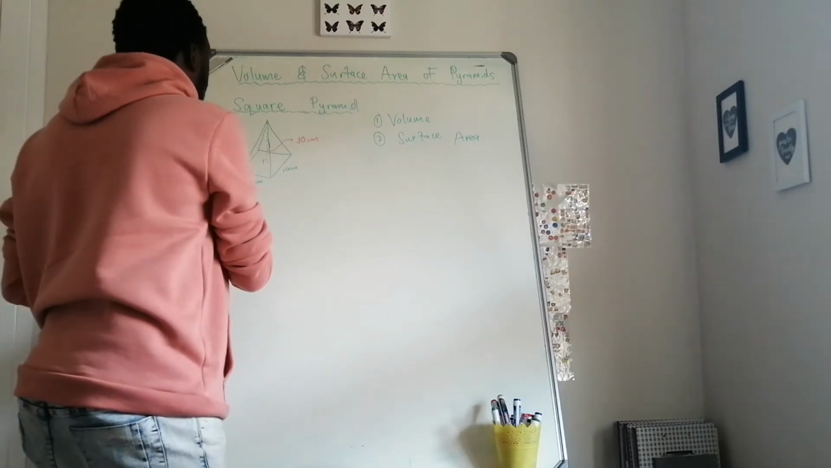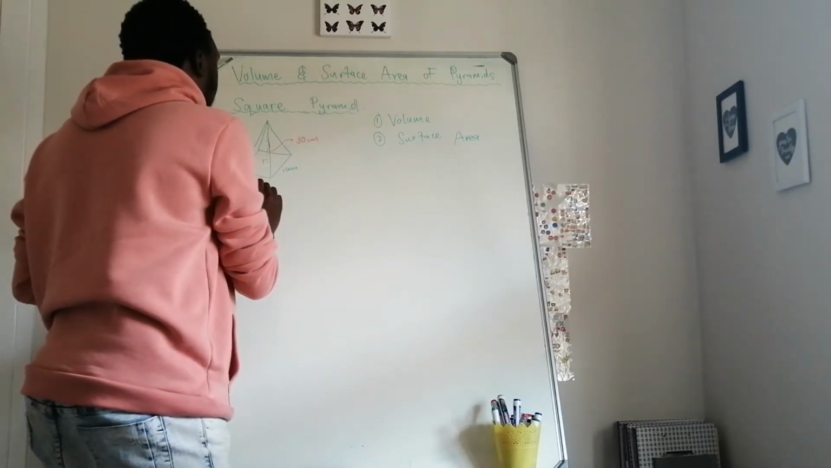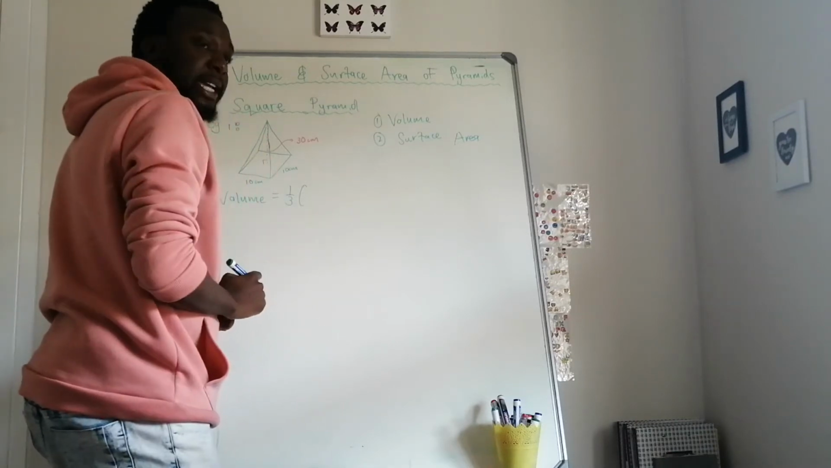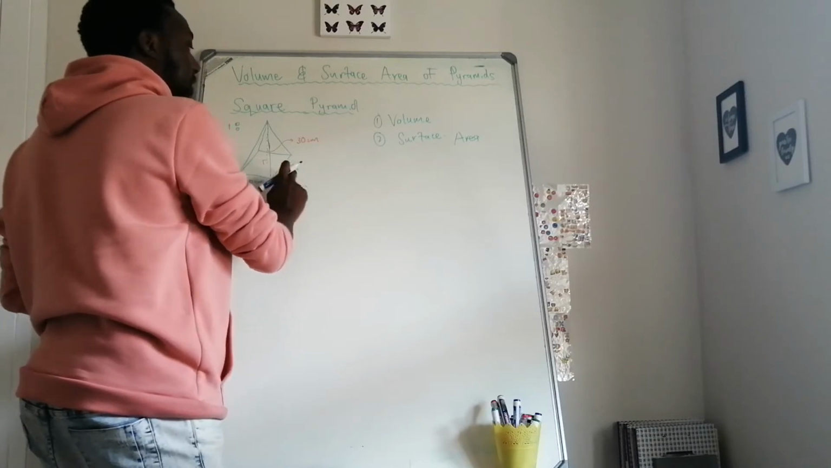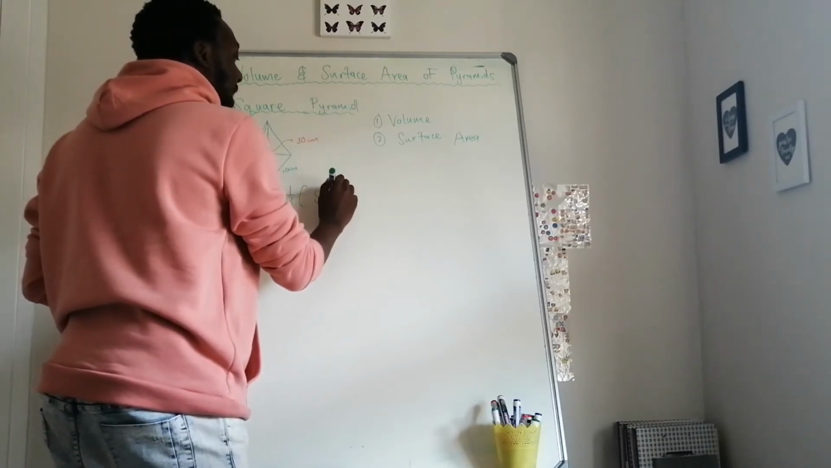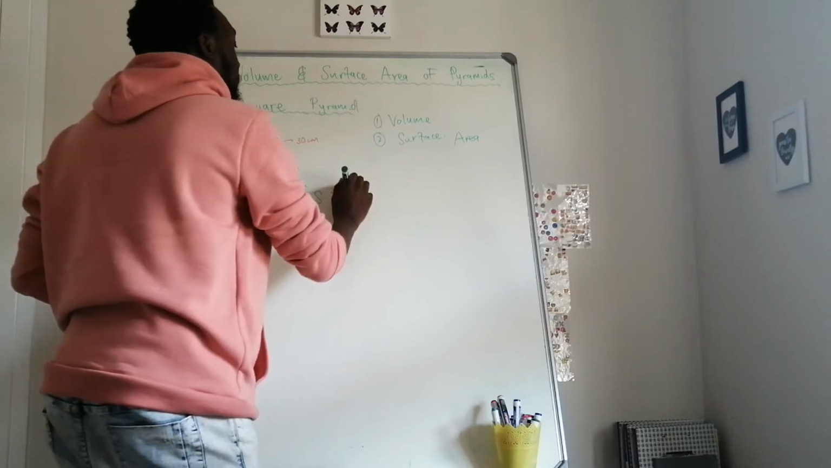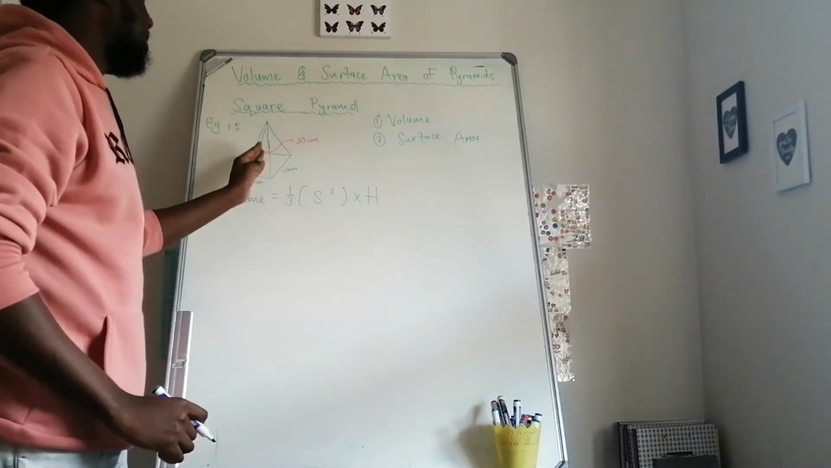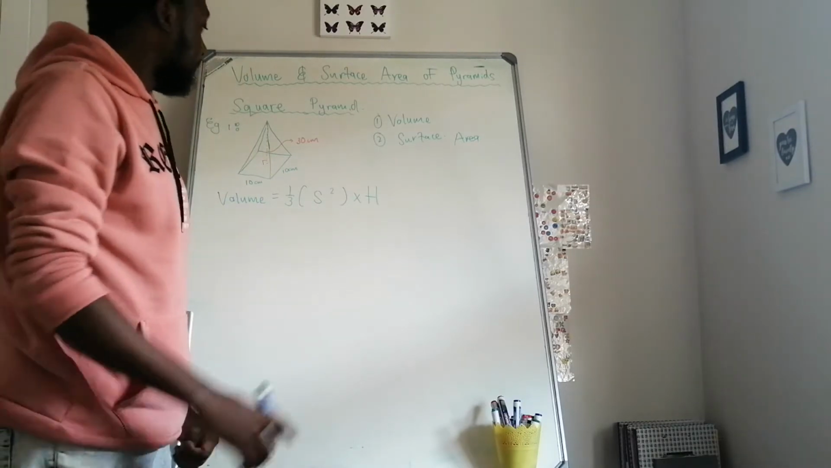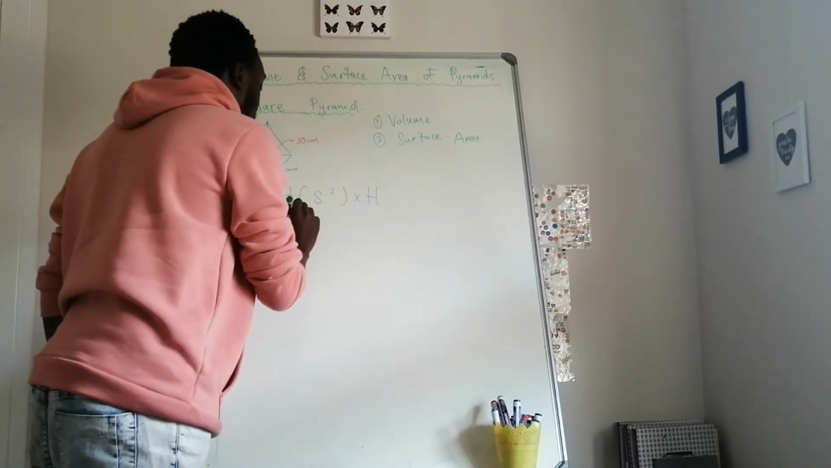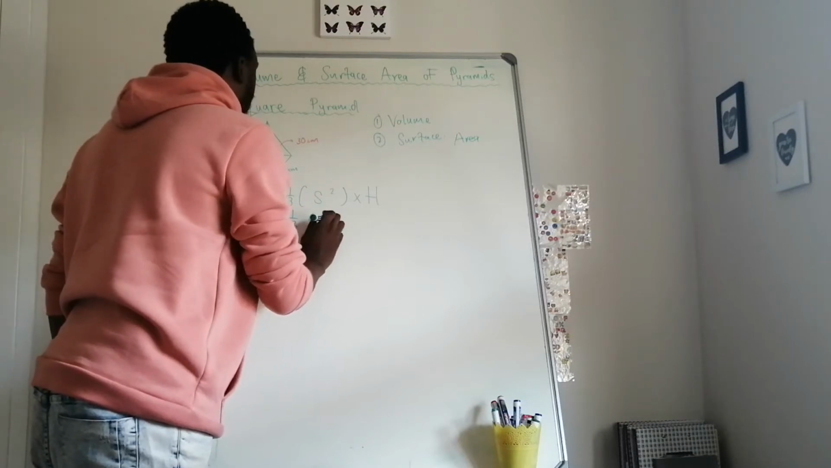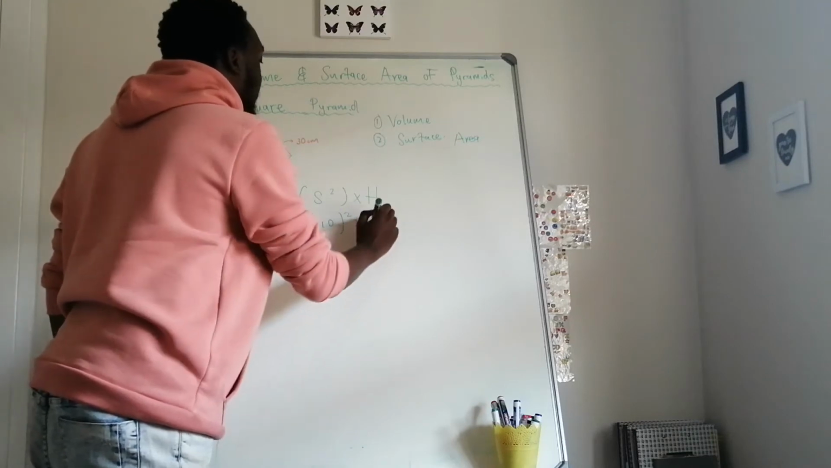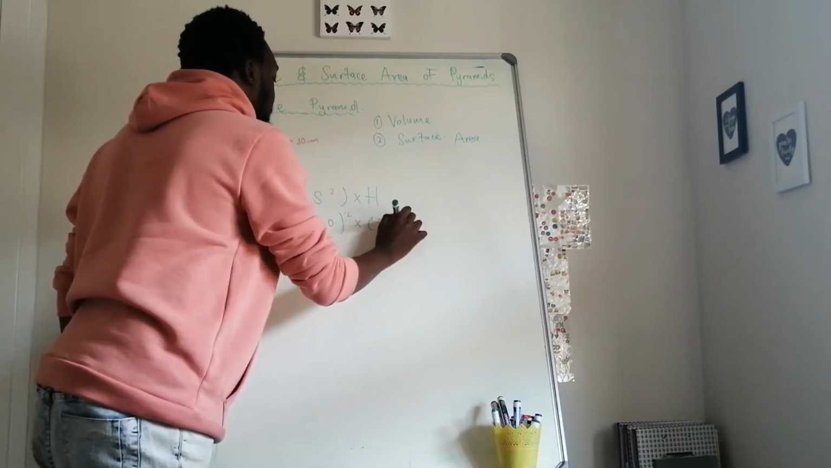So let's start with volume. Volume is equal to a third the area of the base. What is the area of a square, guys? It's side squared, and then you multiply all of this with the perpendicular height of the pyramid. So let's substitute. We have a third there. We have 10, which is squared. And as our height, we have 30 centimeters.